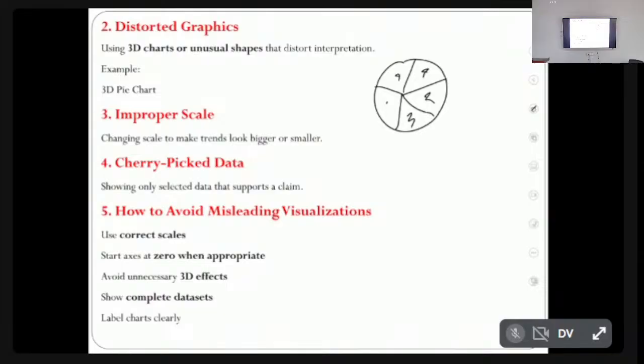Similarly here, when you are visualizing the data, what are the misleading things which are preventing you from finding the required data? This is about that one. Okay? What do you mean by misleading visualization?